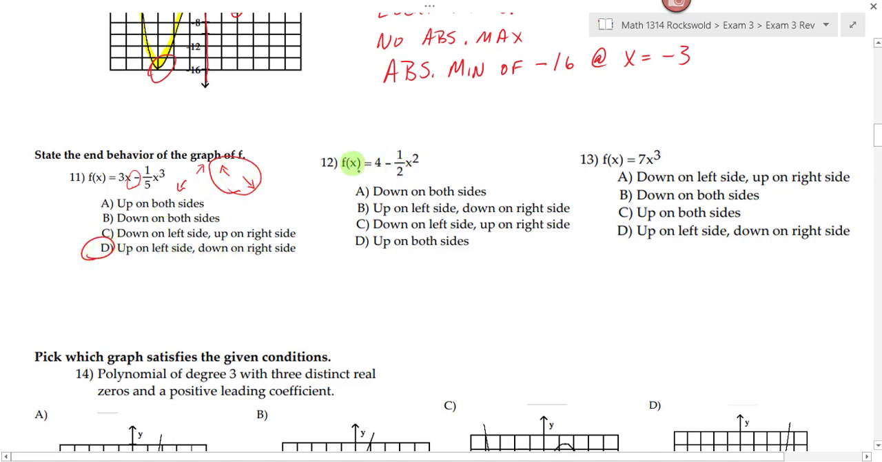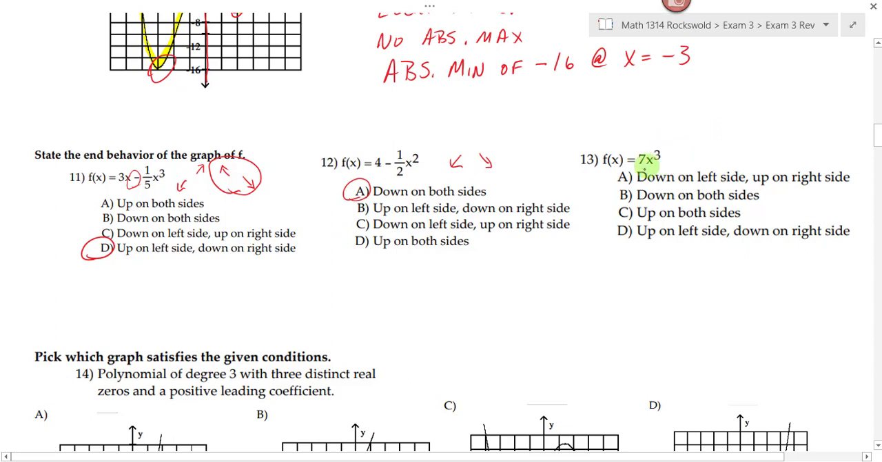On this one, will my ends go in the same direction or opposite direction? We go in the same direction because x is raised to an even power, and they'll be going up or down. Down, because a negative leading coefficient means they're going to be going down on both sides, and that would be A. On 13, we have an odd power, so will our ends go in the same direction or opposite direction?